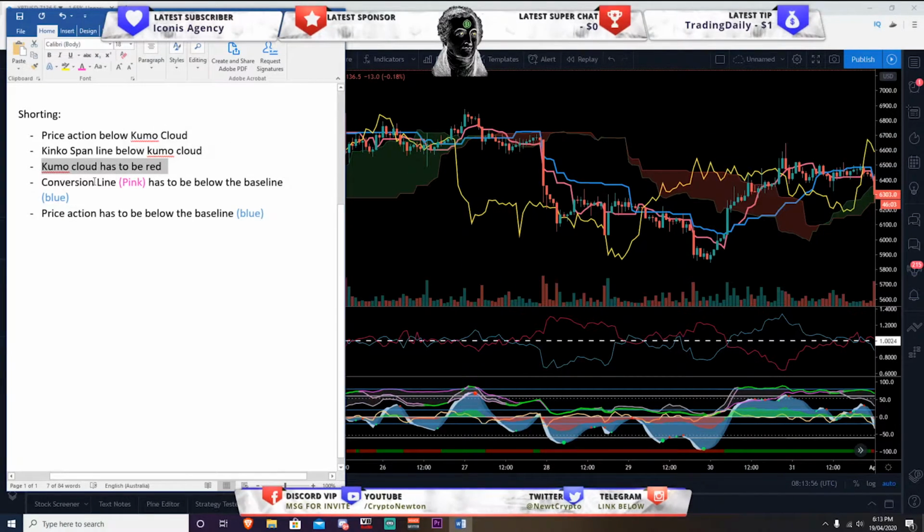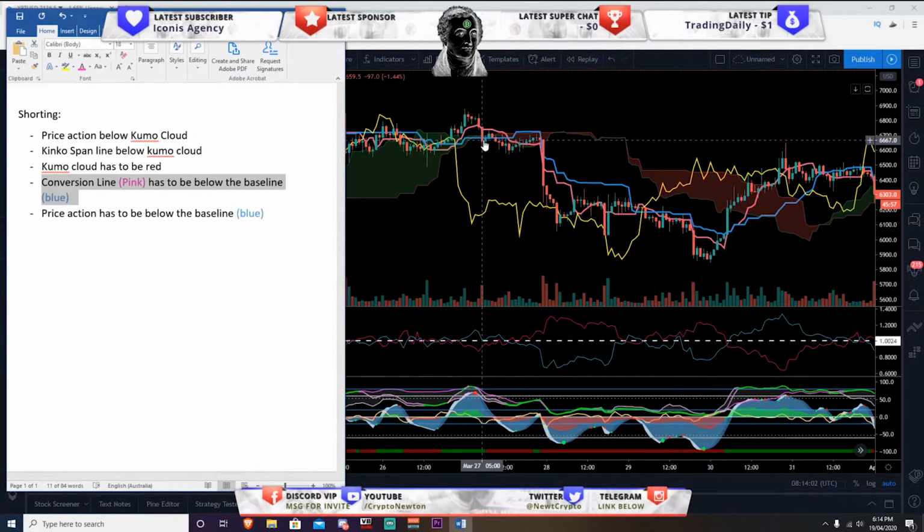The Kumo cloud has to be red. The conversion line, which is pink, has to be below the baseline blue, right? So you would actually not enter your short as soon as we drop below here. Even though the Kumo cloud is red, as you can see, the conversion line, which is pink, is not below the baseline blue yet.